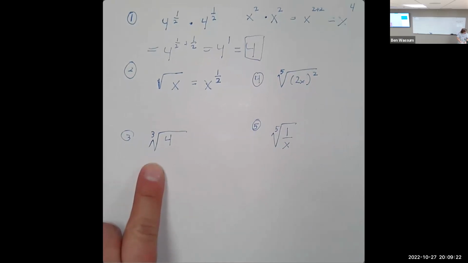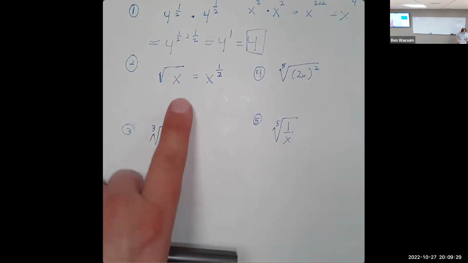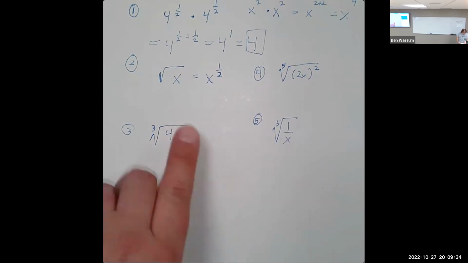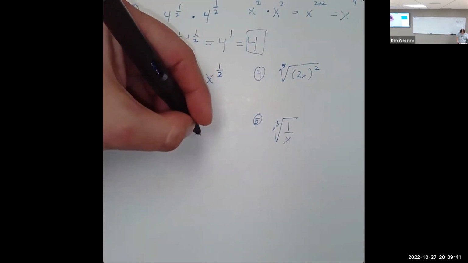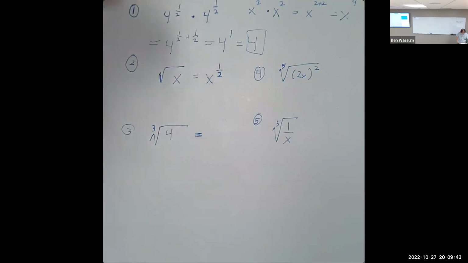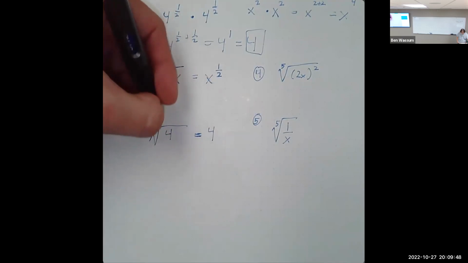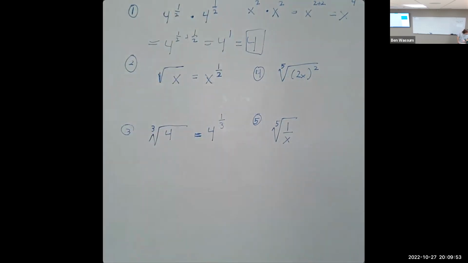Number 3. We have the cube root of 4. Does it change when I have a number versus an x? No. The same idea, right? We have a thing with a root, and its index is 3. Well, all that's really going to do is give us a denominator of 3. We don't have any powers on this guy. So there we go. Not bad, right?